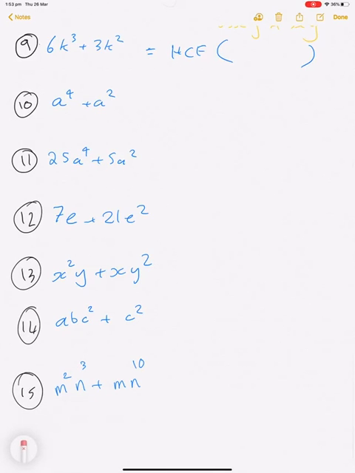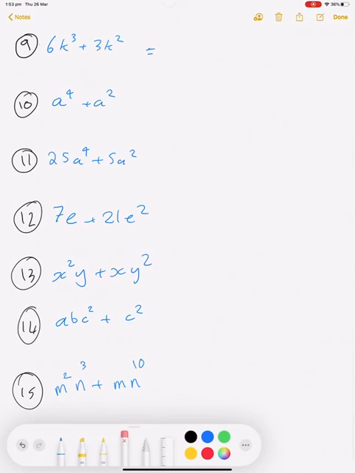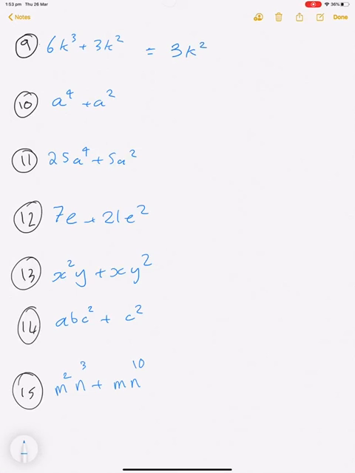I'm going to give less explanation for these questions, but I will be checking my results. Okay, so the highest common factor is going to be 3k squared. Then we're going to get 2k plus 1. Let's check the result. 6k cubed plus 3k squared. Right answer.